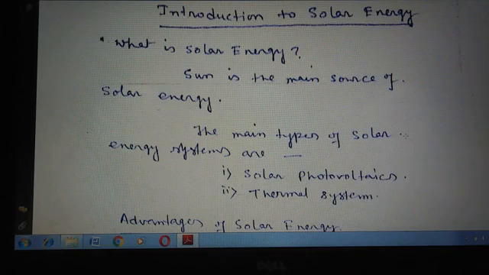Now, other types of solar system applications are the solar greenhouse. Solar systems also minimize global warming and the greenhouse effect, etc.